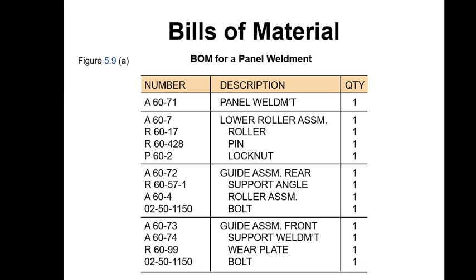You see the numbers here, what we were talking about, grouping technology. Okay, this material has codes A, R, P, A, whatever. These are the grouping technology or the families of the parts. This is the description, like panel weldment, for example. The quantity needed to make one product is 1, and so on.